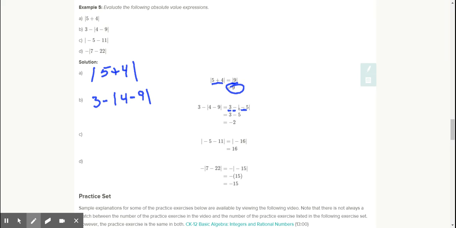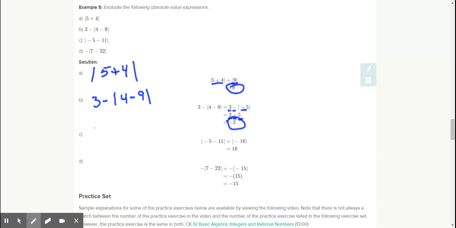Now, notice we still got our absolute value bars up. What we do from here is we bring down our 3 and our minus sign. Now we figure out what is the absolute value of -5. It's just 5. Remember, absolute value is always going to be a positive number. So now we're ready to finish solving this. If I have 3 and I subtract 5, I get -2 as my answer.